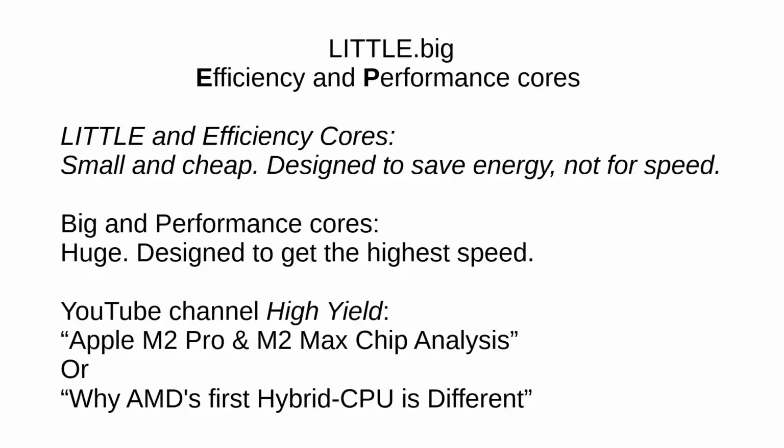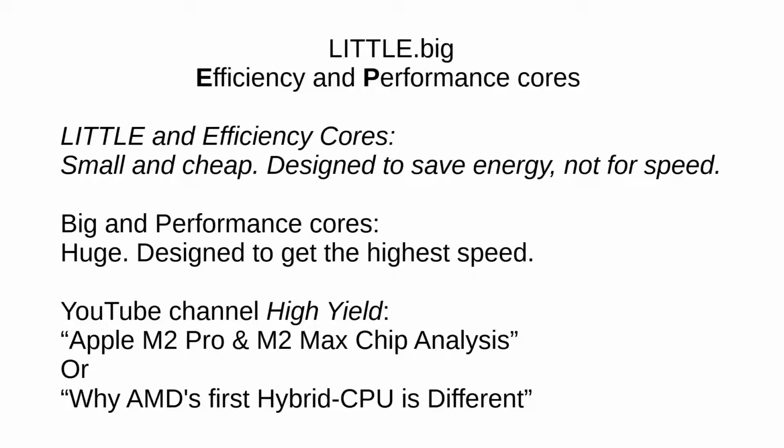Modern CPUs have LITTLE.big or E and P cores. Little E cores are small and cheap. Cheap not only in the production, also in use. Because they are designed to save energy, they are not designed for speed. They should take care of the base load, so maybe care about keyboard, the clock or the internet connection.